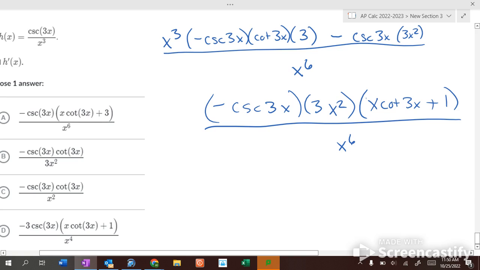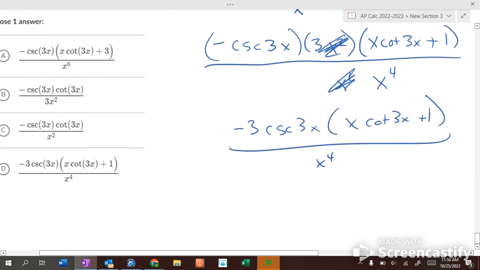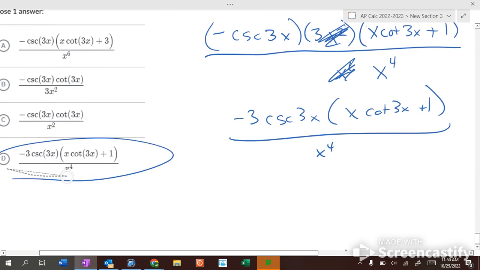All right. X squared and x to the 6 leaves us with. So it should be negative 3 cosecant of 3x times x cotangent of 3x plus 1 all over x to the 4th. So it's D.